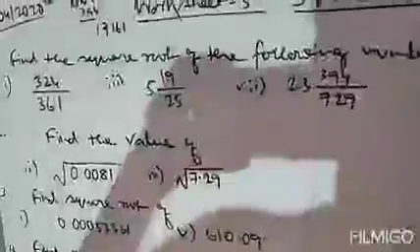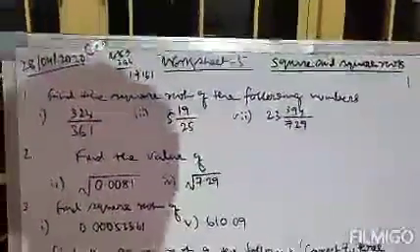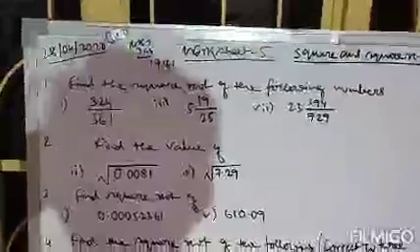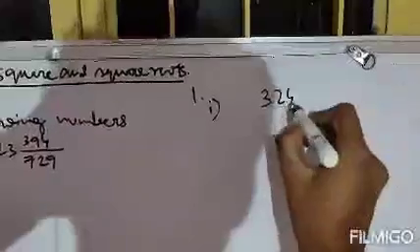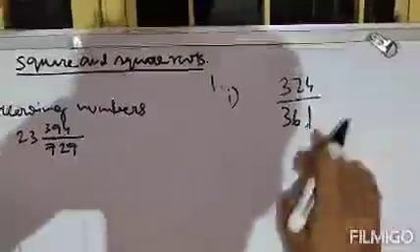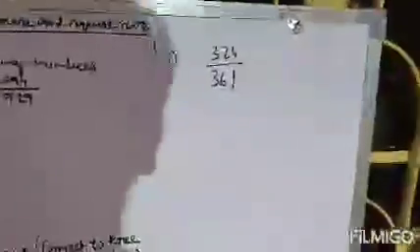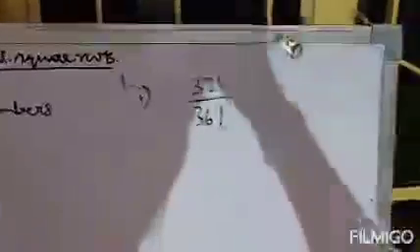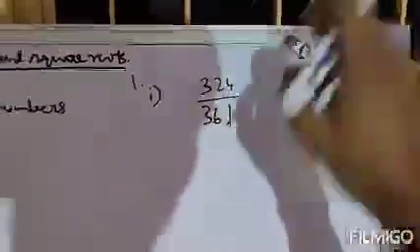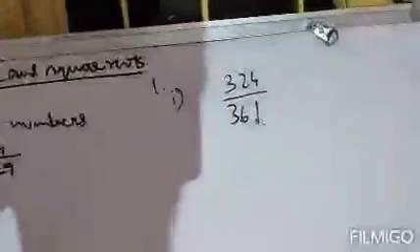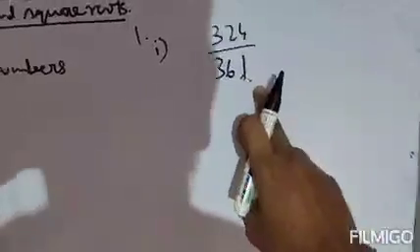So the first question is question number 1. The first question from worksheet 5 is to find the square root of the following numbers. The first number is 324 divided by 361. We have to find the square root of this fraction. Clear? So what will we do? We will first take the square root of the numerator and then the square root of the denominator separately.